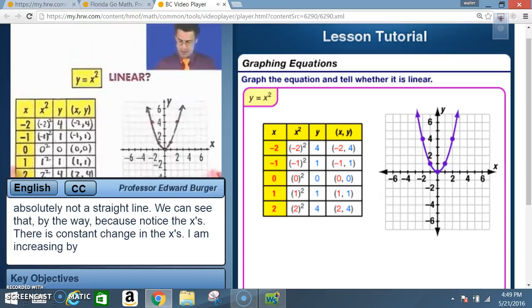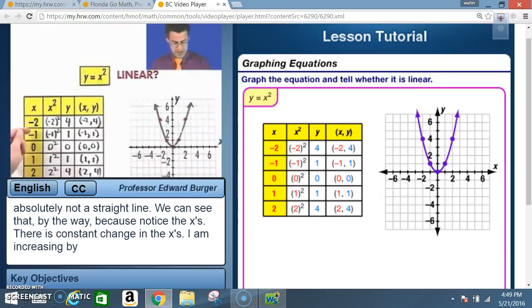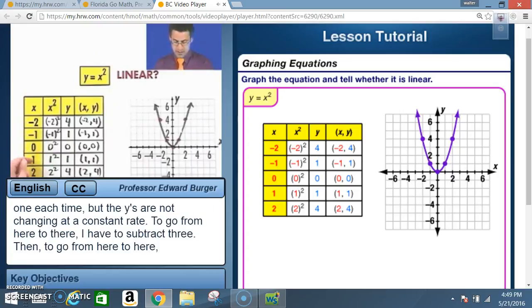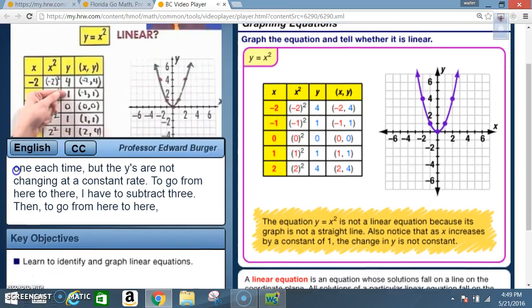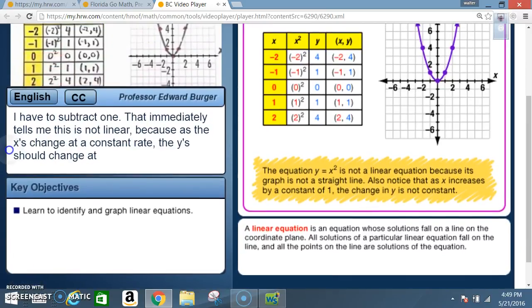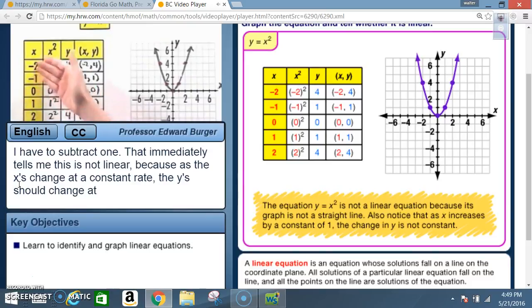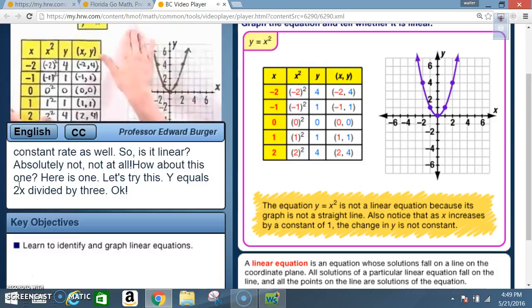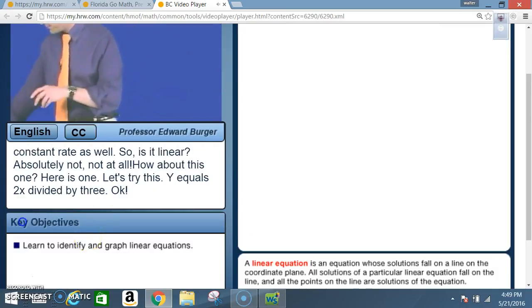And we can see that, by the way, because notice that there's constant change in the x's. I'm increasing by 1 each time. But the y's are not changing at a constant rate. To go from here to here, I have to subtract 3. And then to go from here to here, I have to now subtract 1. That immediately tells me this is not linear, because as the x's change at a constant rate, the y's should change at a constant rate as well. So is it linear? Absolutely not at all. How about this one?